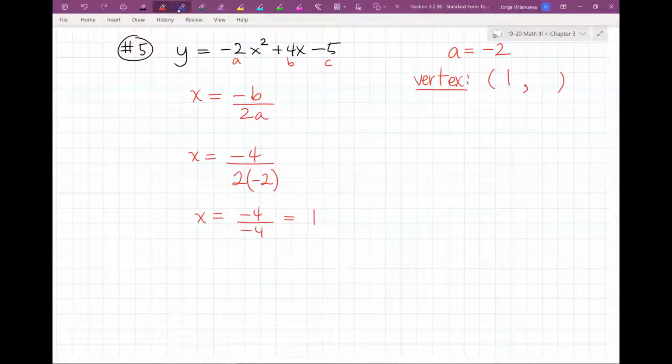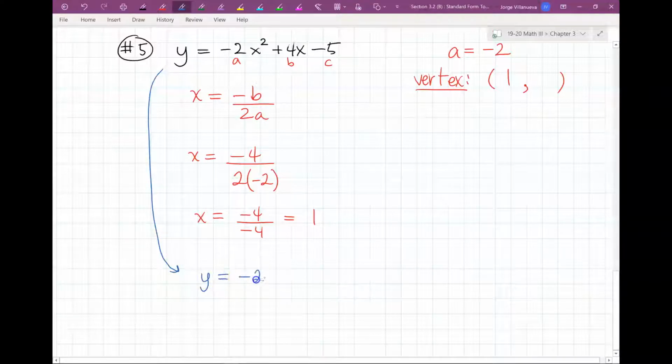Now I'm going to get my big equation. I'm going to change the pen here so that if you're following along with notes, you know this is where I changed it. I'm going to get that 1 value for x and plug it into my equation. So y equals negative 2 times 1 squared plus 4 times 1 minus 5.